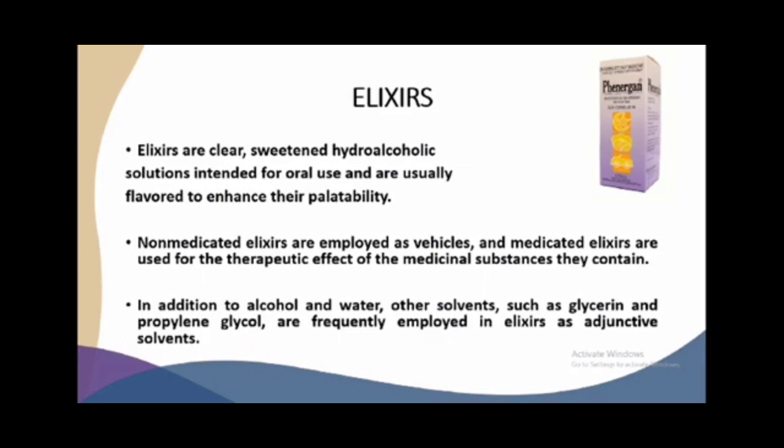There are actually two types of elixirs. The first one is the non-medicated elixirs and the second one is the medicated elixirs, which we are going to discuss later one by one. Primarily, the main ingredients of elixirs are ethyl alcohol, water, glycerin, flavoring agents, and coloring agents. So propylene glycol is also used as a substitute for both glycerin and ethanol. Moreover, some sweeteners are also used for the elixirs.